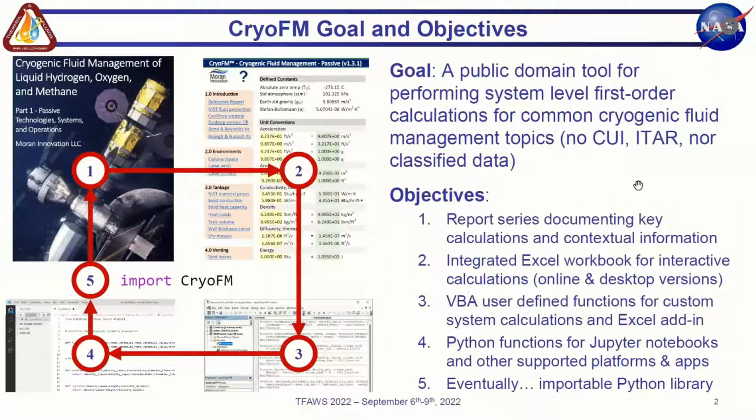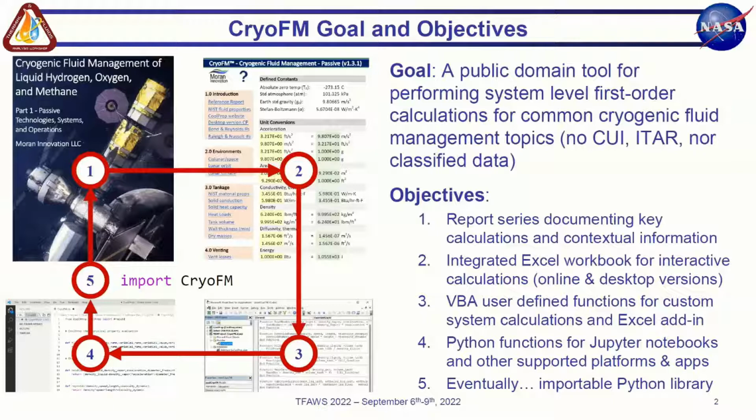What the goal and objectives that I set out with this was to create a public domain tool for performing system level first order calculations for common cryogenic fluid management topics. So the idea is no CUI, ITAR, classified data, just stuff that is in open literature, publicly available.